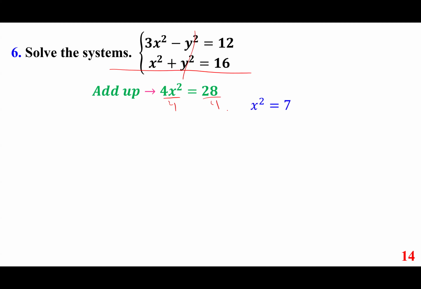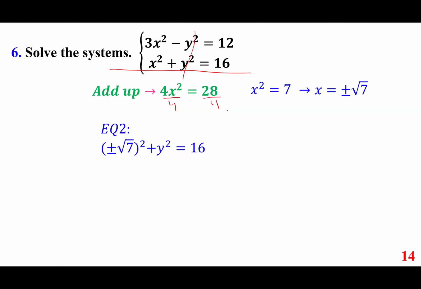Divide by 4, x squared is 7. So x is plus or minus the square root of 7. You put that into one of the equations, and clearly equation 2 seems to be easier to work with. So we're going to put that into the second equation, everybody. It doesn't matter positive or negative because it's being squared, it becomes positive, and that is 7 subtracted from 16. And y squared becomes 9, and y is plus or minus 3.